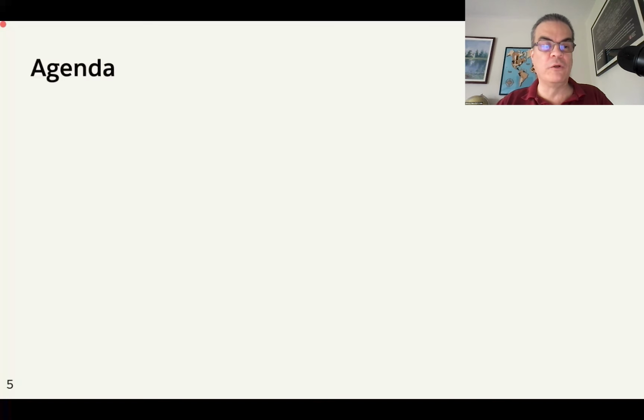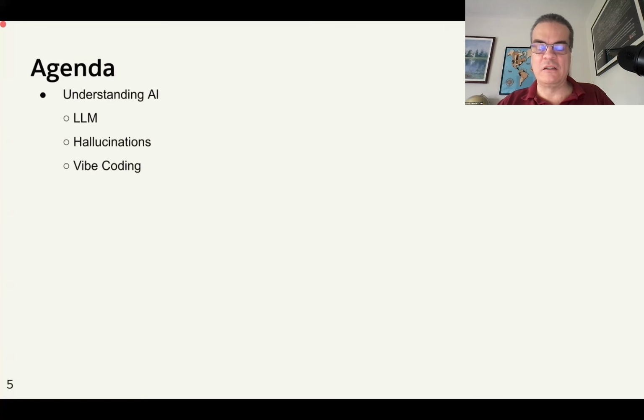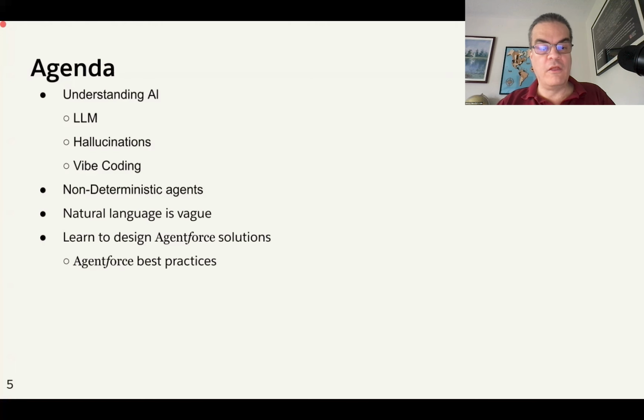So what is it that we're going to be doing today? First of all, we're going to understand what AI is. What's an LLM? Talk about hallucinations. Talk about vibe coding. Talking about the fact that agents are non-deterministic. How natural language can get you into trouble because it's very vague. Then we talk about learning how to design Agentforce solutions, and we'll talk about best practices that I've discovered myself and also seen on internal documents inside Salesforce.